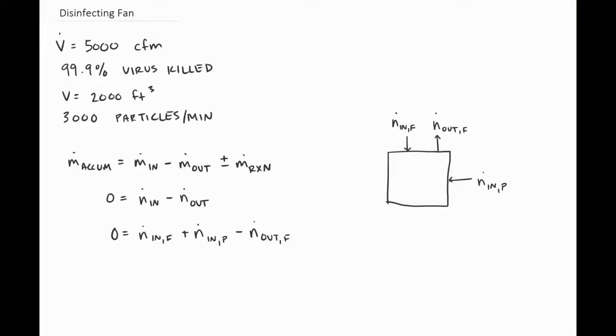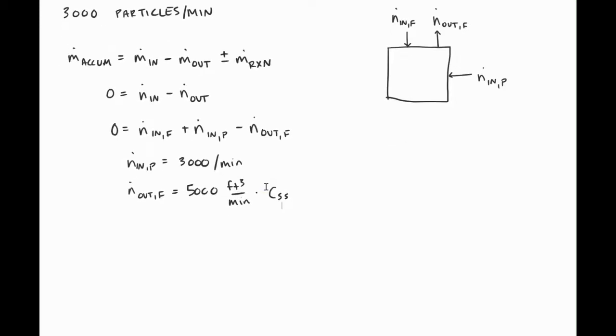The ideal reactor assumption makes the problem easier to solve, and it's going to give us a rough approximation for what the answer really is. So from our problem statement, we know that N dot input from one person is going to be 3,000 per minute. We have to take the air flow rate and the steady state virus particle concentration into account to calculate the output from the fan, N dot. And so what we're going to do is just multiply that flow rate by the concentration in the room.